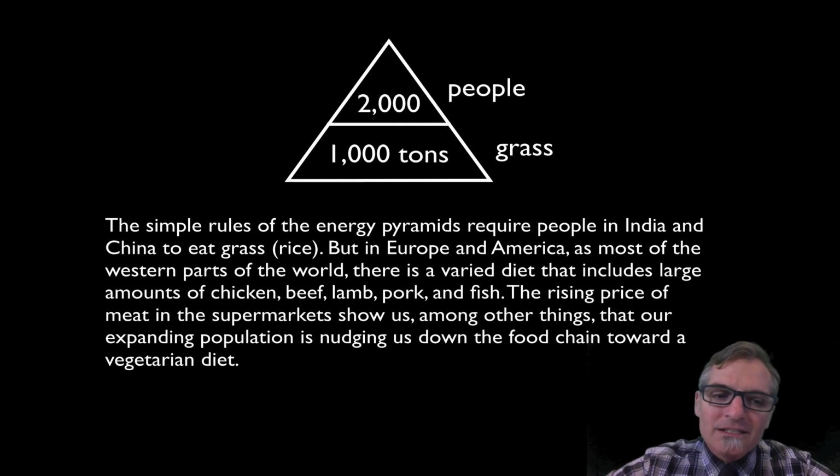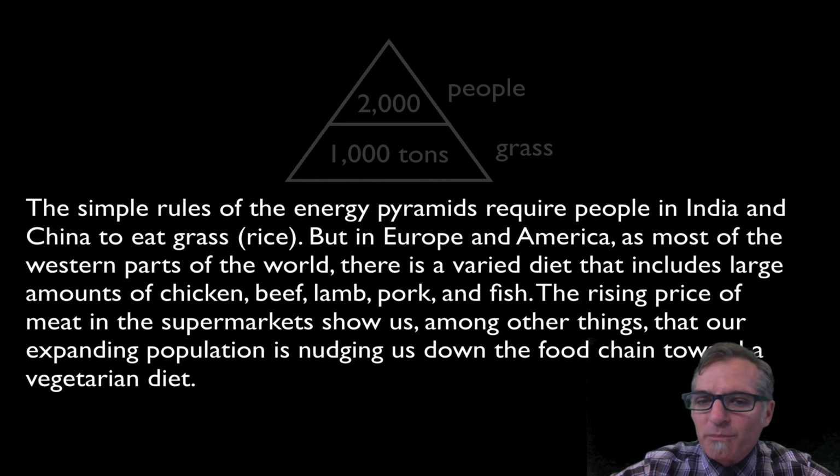So again, this was the last paragraph of the article that I read, so I'll just read it to you here. It says this: the simple rule of the energy pyramids require people in India and China to eat grass and rice. Grass is rice. But in Europe and America, as in most of the western parts of the world, there is a variety diet that includes large amounts of chicken, beef, lamb, pork, and fish. The rising price of meat in our supermarkets, among other things, like our expanding population, is nudging us down the food chain towards more of a vegetarian diet.